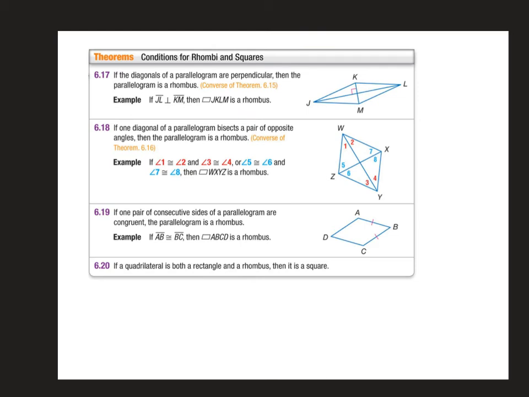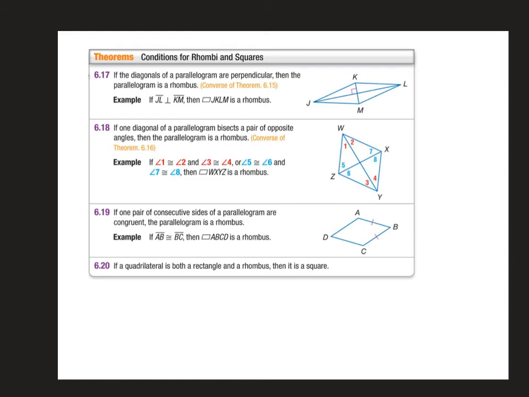Theorem 6.18 says if a diagonal of a parallelogram bisects a pair of opposite angles, then the parallelogram is a rhombus. So if I know my shape is a parallelogram, and I see that I have a diagonal drawn in, such that the angles are split in half, or all the angles along this diagonal are congruent, then it is a rhombus.